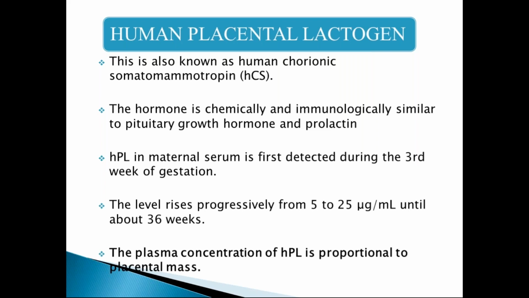But human placental lactogen starts by 3 weeks of gestation and progressively rises from 5 to 25 micrograms per milliliter until 36 weeks of gestation. So it does not have a fall or a peak; it is progressively rising. Why? Because its plasma concentration is directly proportional to the placental mass, and the placental mass gradually increases throughout the pregnancy until term. Thereby the human placental lactogen level also rises progressively until 36 weeks of gestation.